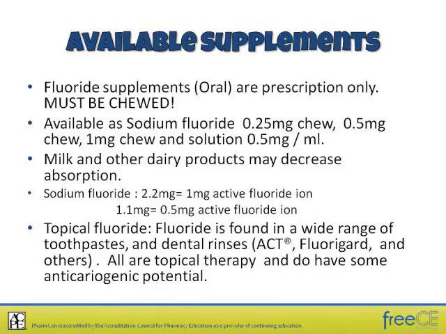And I always go out on a limb and tell these patients that their doctor wrote for 1 milligram, the prescription reads 2.2, and I try to explain the basic chemistry behind it. Also counseling them to probably give it to the kid at bedtime after they've brushed their teeth and flossed, and also to chew it before swallowing. Topical fluoride. Fluoride is found in a wide variety of toothpastes and dental rinses. All of the topical therapies have some anti-cariogenic potential, but it's not nearly as potent as the oral fluoride.